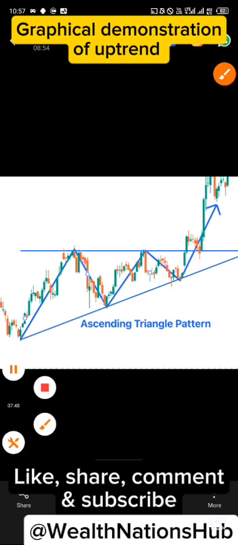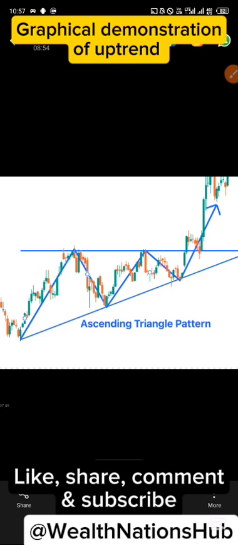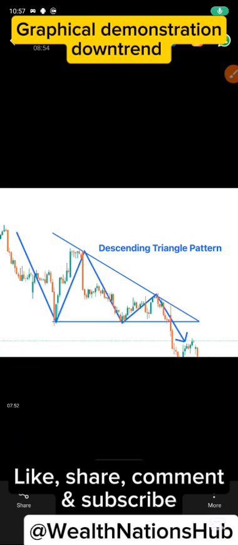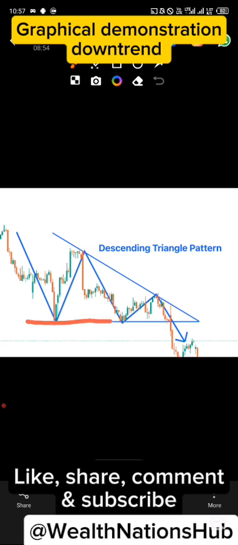So now let's go to the downtrend. Now looking at the downtrend, you realize that the support, we call it the support, is the lower pattern, a straight horizontal line at the support level. Yes, it's at the support level, while the uptrend is at the resistance level. Take note of that.